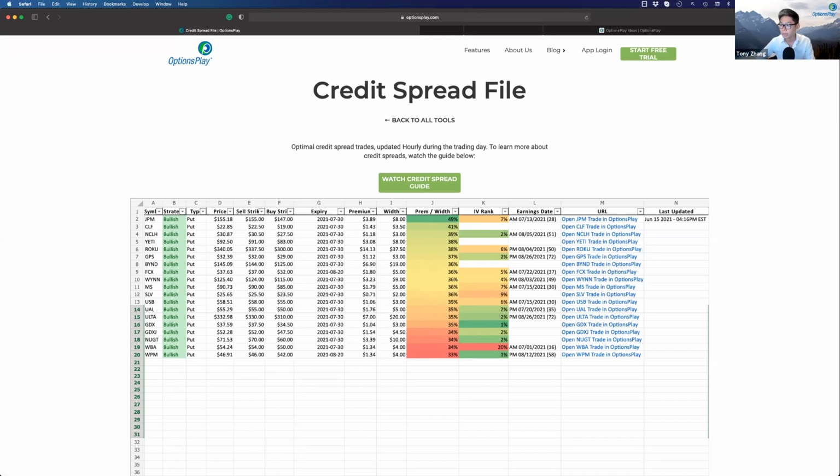I'm unclear as to why to exit at 21 days to expiration. Alexander, it's all about removing early assignment risk.